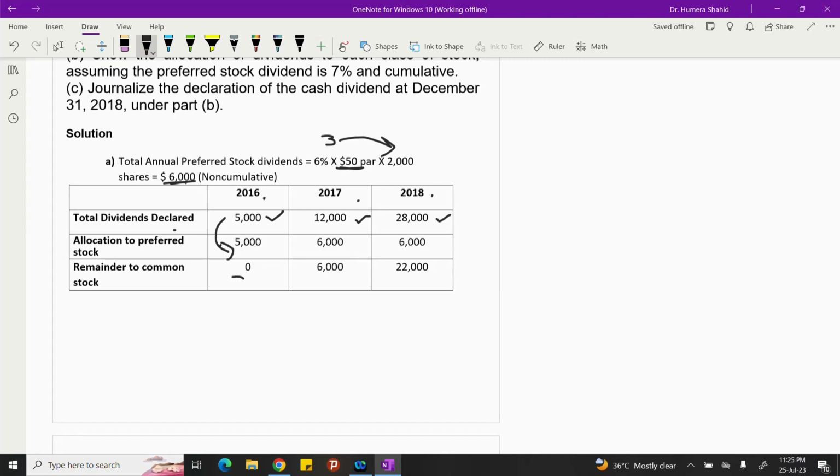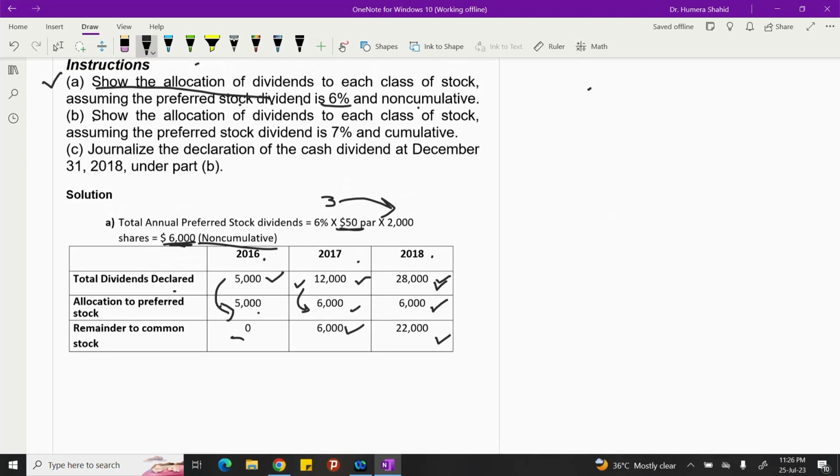In 2017, the total dividend declared is 12,000. How much does preferred stock want? 6,000. We will give it. Last year's dividend which was not paid to the preferred stock, we will not consider it because it's non-cumulative. And after paying dividend to the preferred stock, how much is for common stock? That is 6,000. In 2018, the dividend declared is 28,000. How much does preferred stock want? 6,000. So how much is for common stock? That is 22,000.